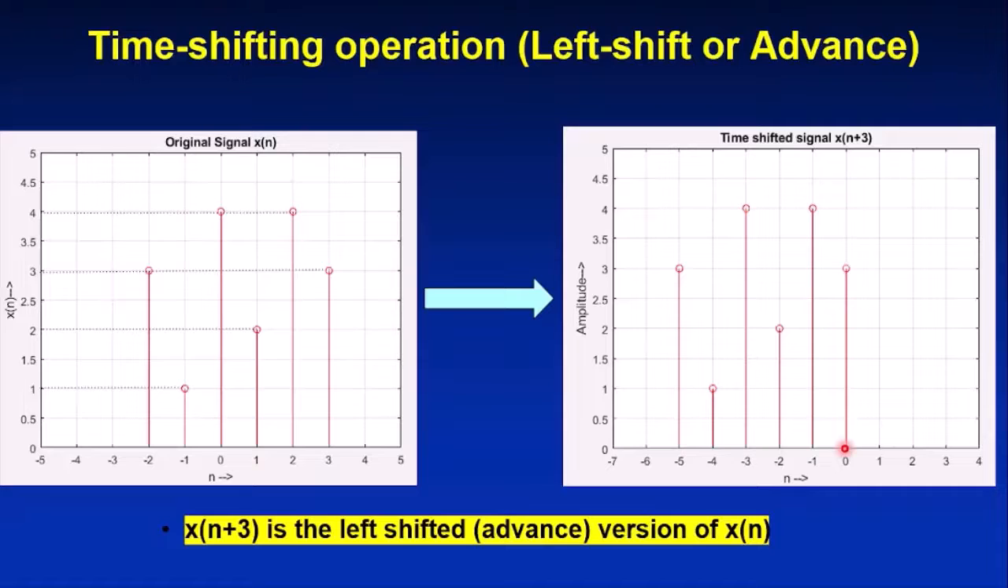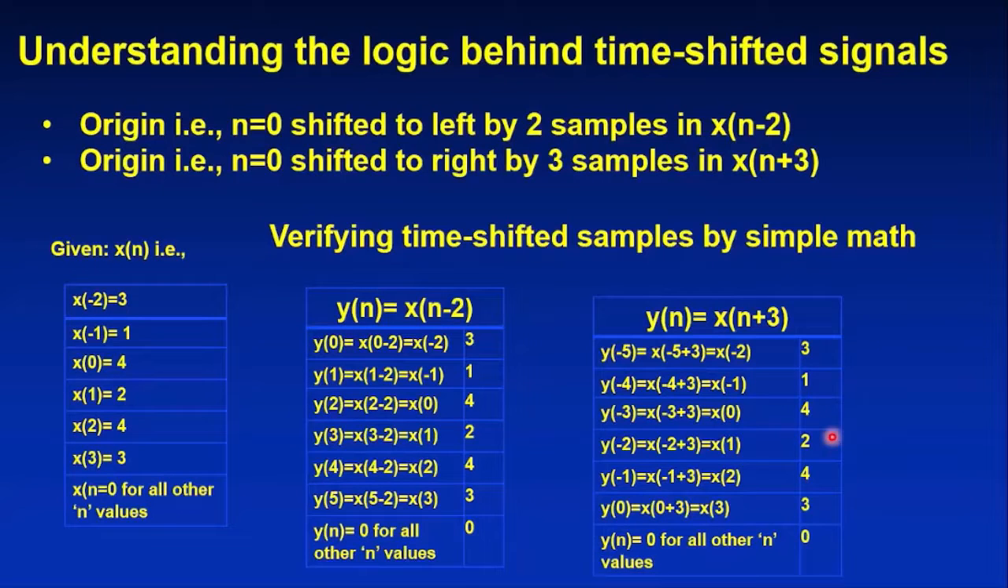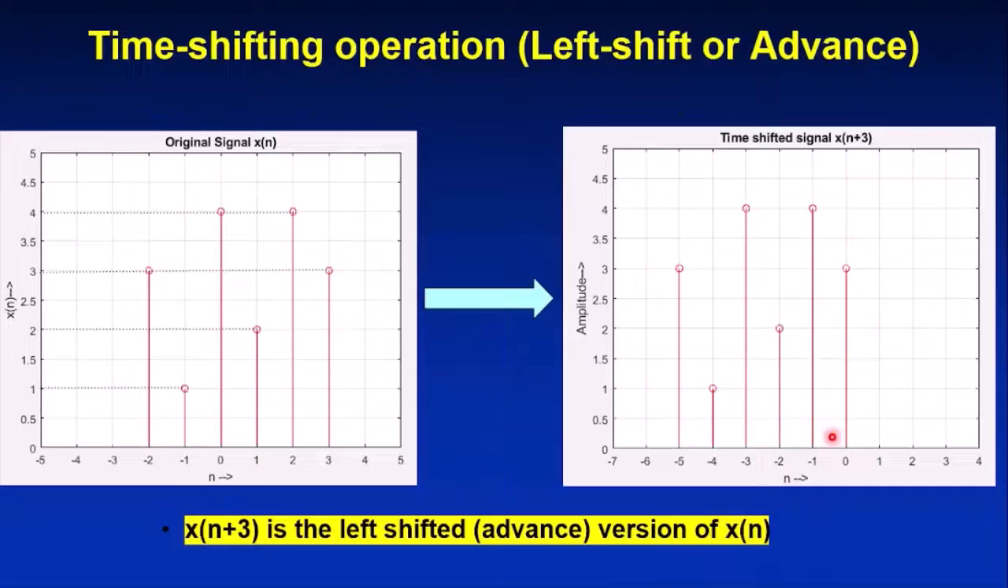That means we are performing the operation on the time axis. We are shifting the time axis either to the left or to the right, or maybe the signal will be moved. That means the samples will be moved in the other direction. So this is one way we can remember this. The second way, we can use simple math to verify whether the graphical representation is correct or not.